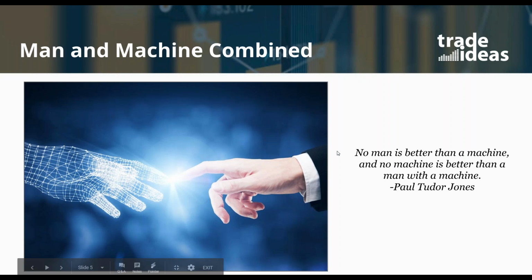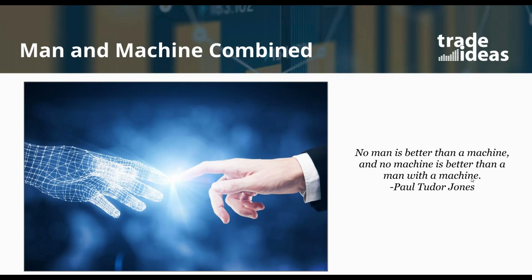So as we get started, the old theme for the webinars that I like to run for Trade of the Week is to remind people of Paul Tudor Jones, a great trader, hedge fund manager, that no man is better than a machine, but the operative language here is that no machine is better than a man with a machine. And let's be open, we'll call it a human. I know there's female traders out there, and we'll just say no machine is better than a human with a machine. And that's what we're talking about today.